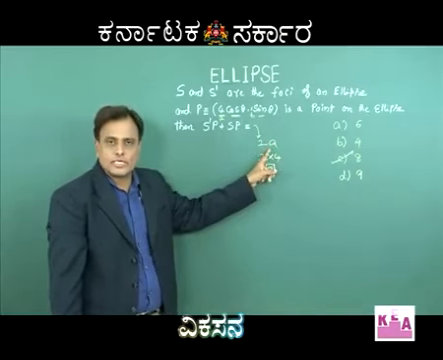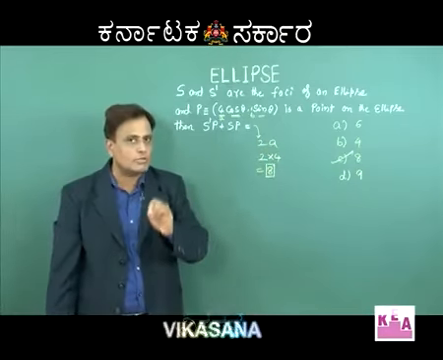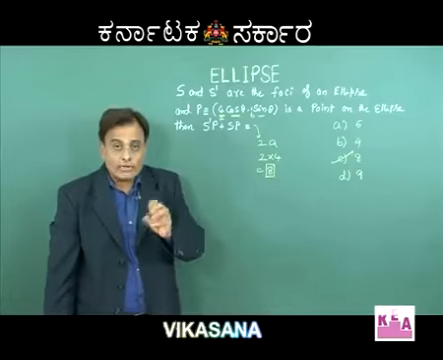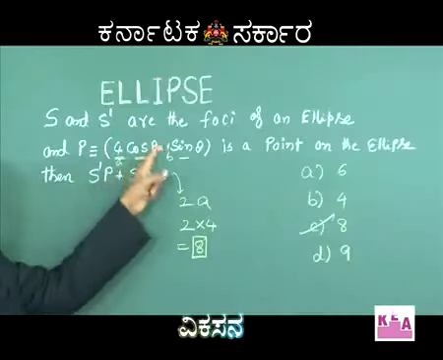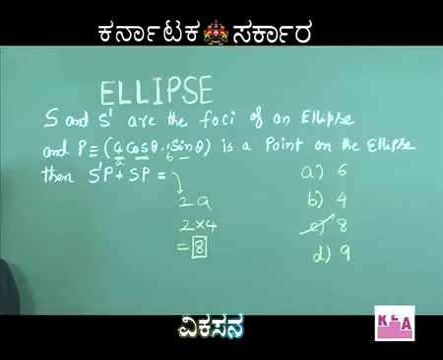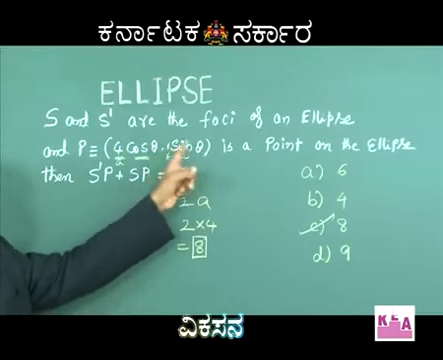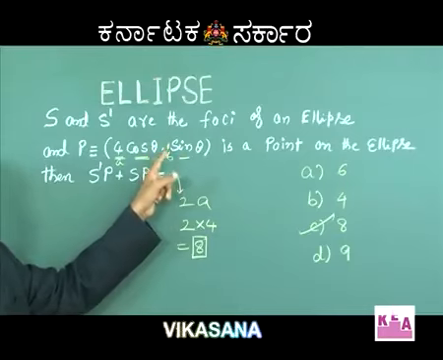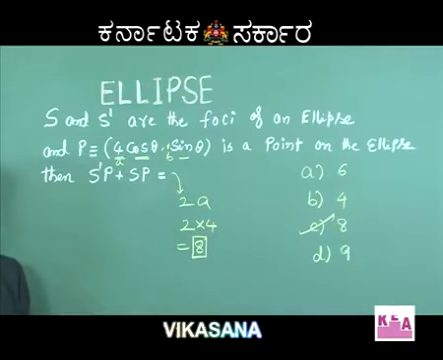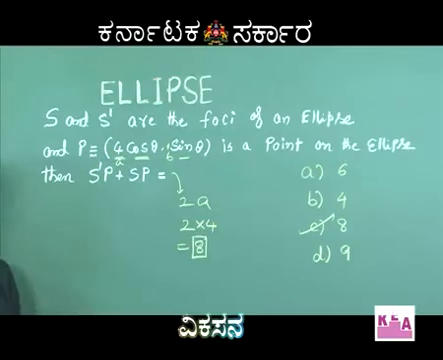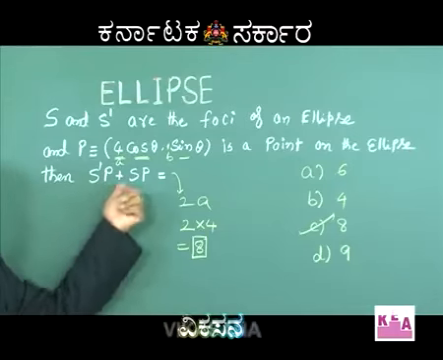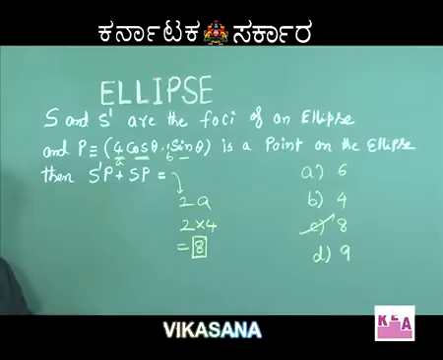To complete this example, we are strictly depending on the value of a. How will you get the value of a? Just observe the coordinates of the given point. The x coordinate is x is equal to a cos theta, and the y coordinate is y is equal to b sin theta, where b is equal to 1. There is no need of the b value for us in this example. So a is equal to 4, and 2 into 4 is equal to 8. Therefore, the sum of the focal distances in this question is 8. Option C is the right option.